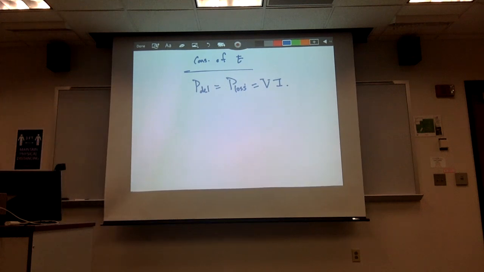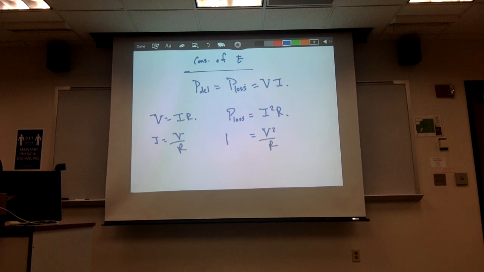Now, using Ohm's law, potential is equal to the current times the resistance. So I can also write power loss as the current squared times the resistance. Or I can write the current as the potential divided by the resistance, which means I can also write this as the potential squared divided by the resistance. All of these are exactly the same thing.